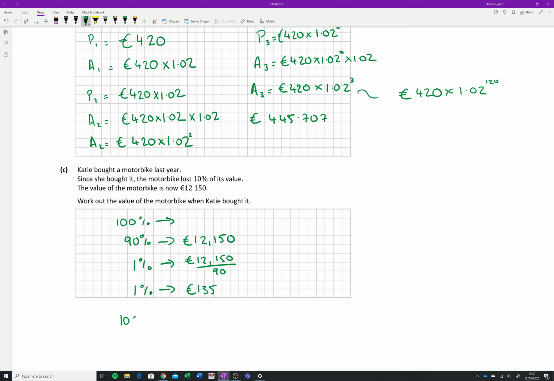So now to get back to 100%, multiply by 100. So 13,500 is what it started with. And you can check it. Find out what's 10%, obviously 1,350. Take it away. Do we get 12,150? We do.